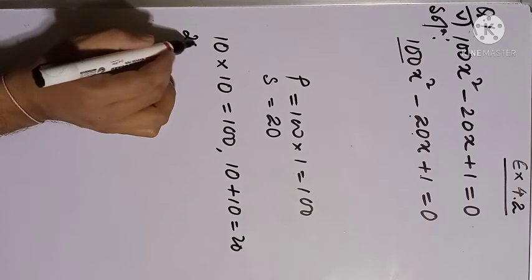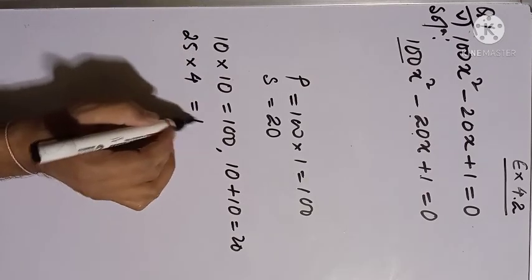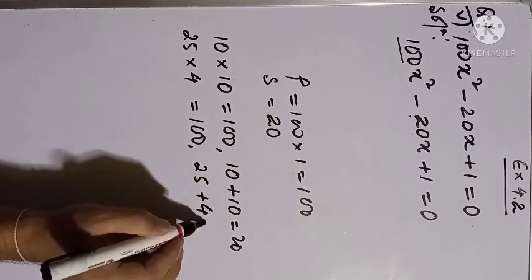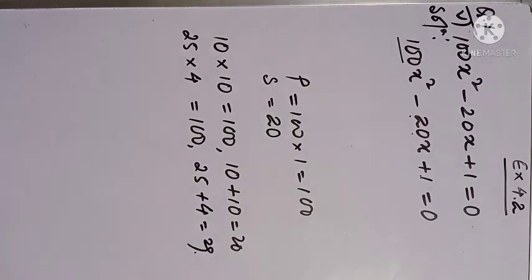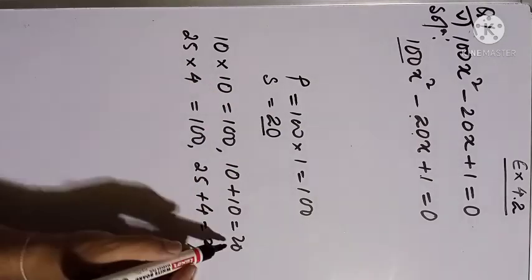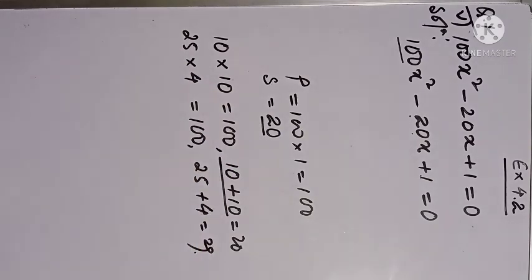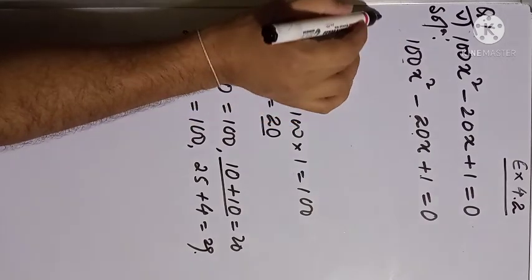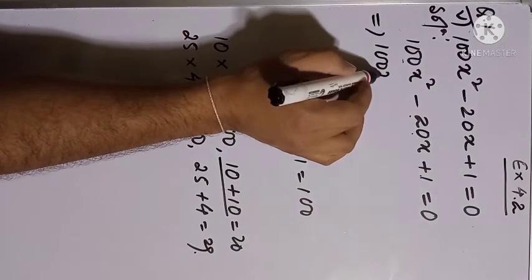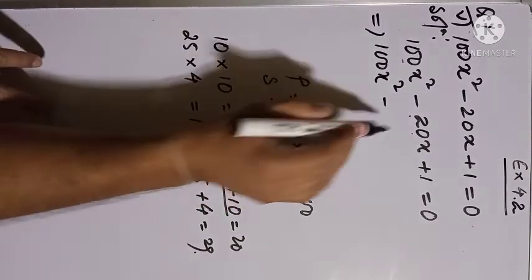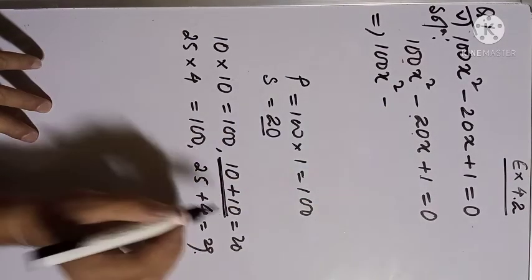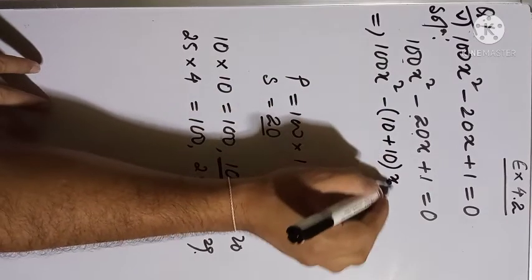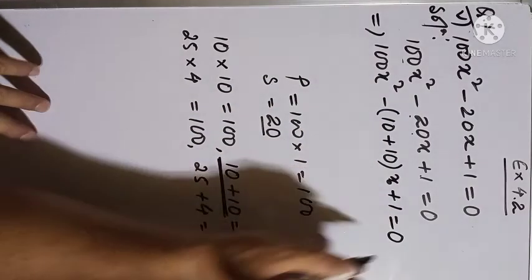Even you can take here 25 into 4, and I'm getting here 100. But when I add 25 and 4, I'm getting here 29. But how much do I need to get? I need to get 20 as a sum. So I have to take this 10 plus 10. So let's see, how is it? So 100x square minus, in place of this 20, let me write 10 plus 10, x plus 1 equal to 0.